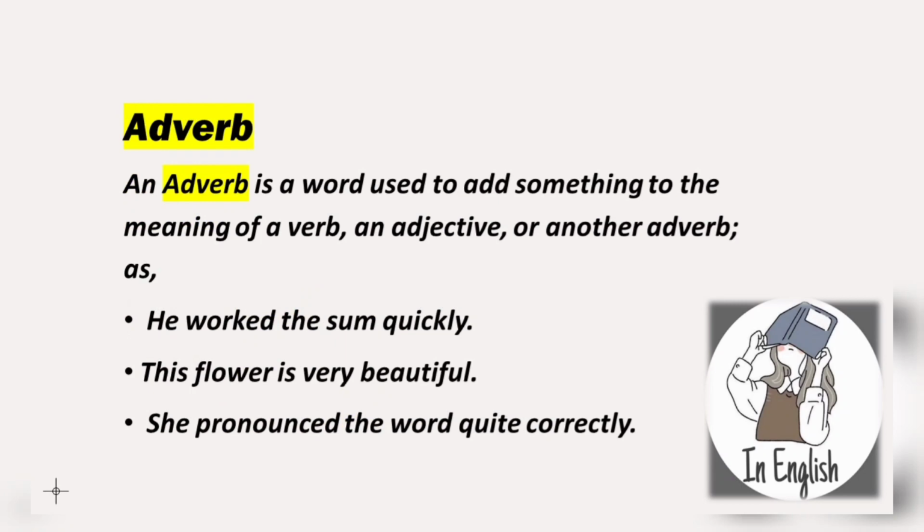Okay, the next one is adverb. Like adjective, adverb is the assistant of a verb, an adjective or another adverb. Now, this is a little bit advanced information because before it we were just aware that adverb modifies the meaning of a verb. But now we understand that it also adds something to the meaning of an adjective and another adverb. From the given examples, you can notice that quickly is the adverb used with the verb worked. Very is the adverb with the adjective beautiful, quietly and correctly, both are adverbs working together.